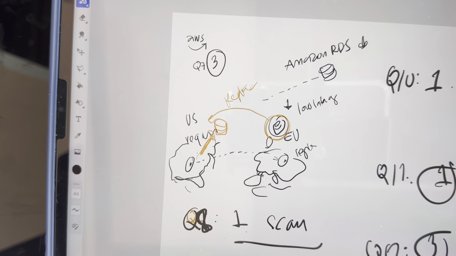Question number 7. A company requires low latency access to an Amazon RDS database from a different region to run some reports on a regular basis. The solution must be cost effective. What's the best way to provide this access without impacting the performance of the main database?